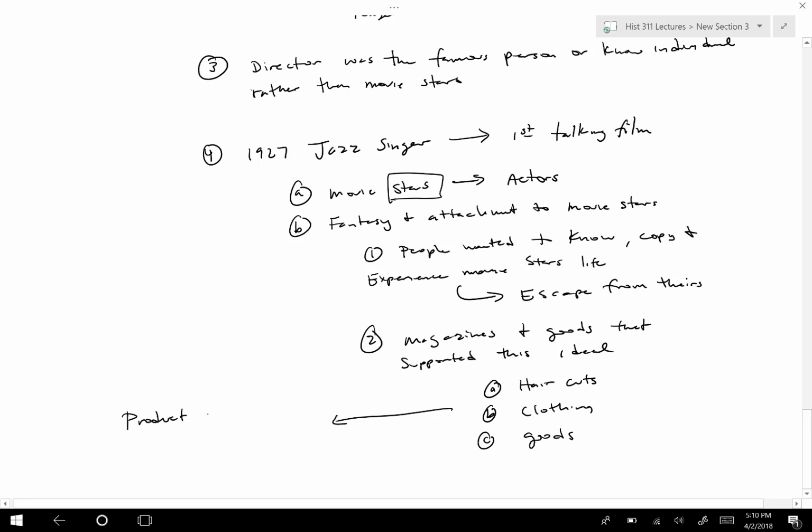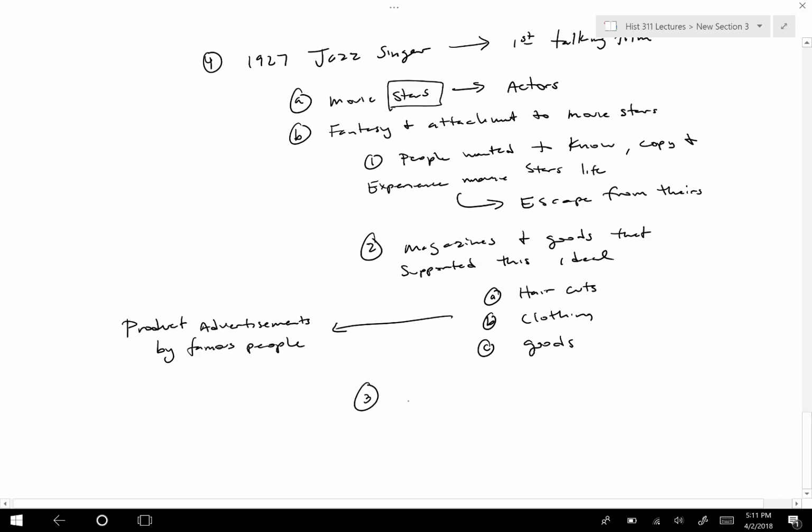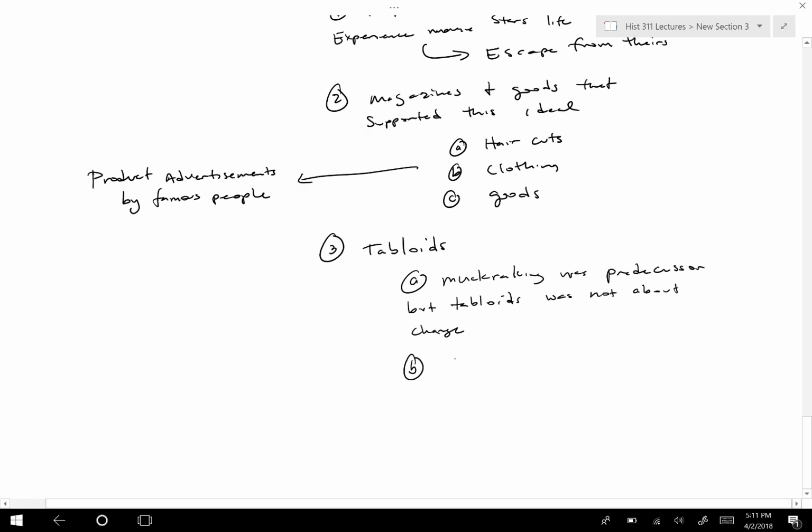what they call advertising by the stars, by famous people. This is also going to create, besides magazines, tabloids and paparazzi. And the tabloids did come off of what we looked at with the Gilded Age of the muckraking. That was the predecessor. But tabloids were not about change. It was just about scandal and information on your stars. Scandal and info on stars.